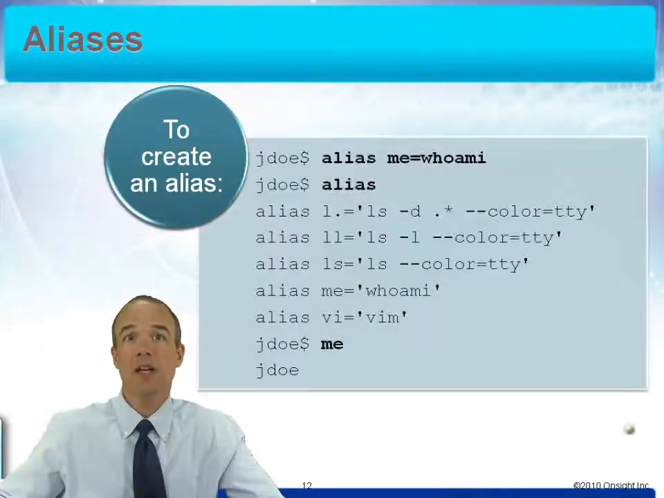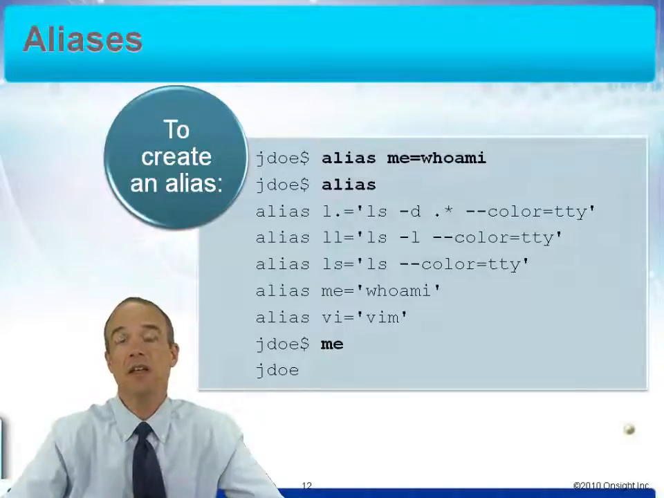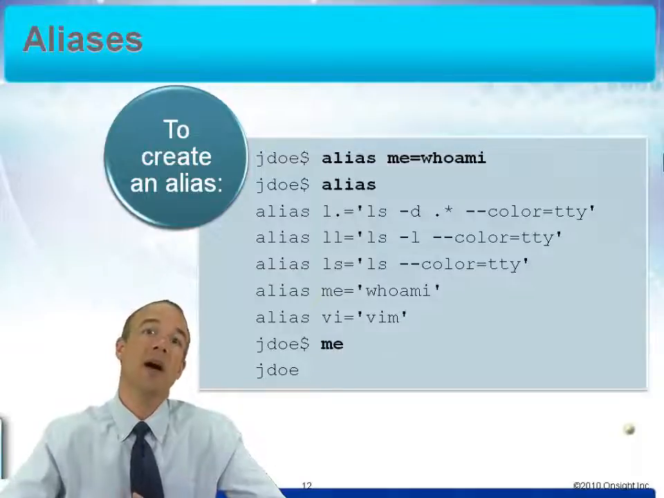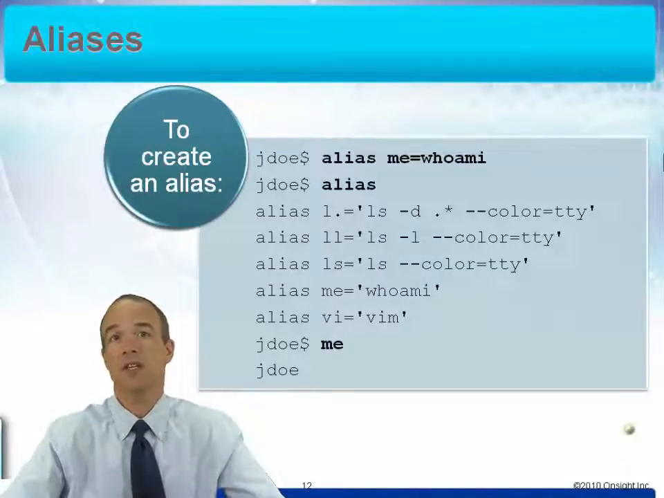So here's how you create an alias. You simply say alias, the new alias's name, in this case me, equals, and then what you want it to be. So if I say alias me='who am i', and then I look at my aliases again, notice here's my alias me right here. So when I execute me, it's just like executing who am i, jdoe in this case.